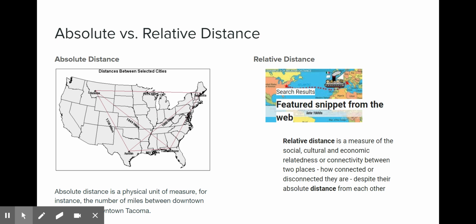And the other term, relative distance, is a little bit more esoteric. It is the measure of the social, cultural, and economic relatedness or connectivity between two places. So not necessarily the geographic distance as much as the connection between the two places. So that term is called relative distance. And we're going to talk a little bit more about that as we get to the next slide.